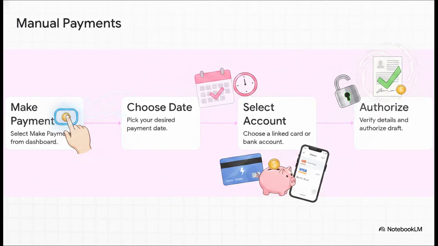If you want to jump in and do a standard manual payment, it is a quick 4-step process. You just hit Make Payment, pick the exact date you want the money to move, choose your securely stored card or bank account, and authorize the draft. It puts you in complete control of your cash flow.